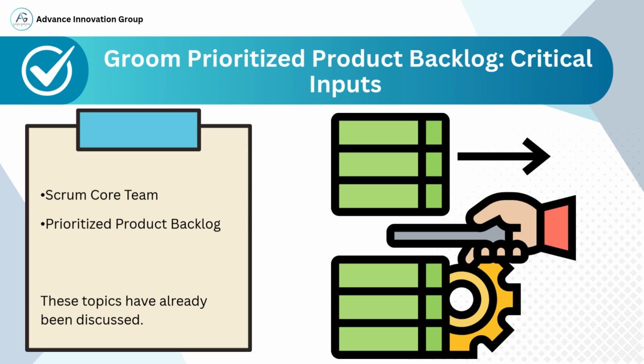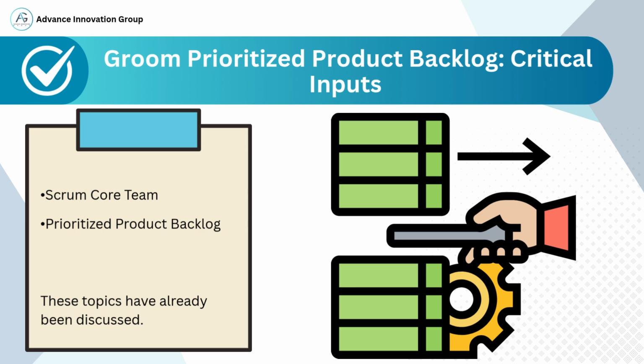Now let's briefly touch upon the critical inputs required for grooming the prioritized product backlog. As shown, the key inputs here are the Scrum core team and the prioritized product backlog. Since both of these elements have already been discussed earlier, we'll not go into detail again. However, it's important to understand that these two inputs form the foundation of the backlog grooming process.